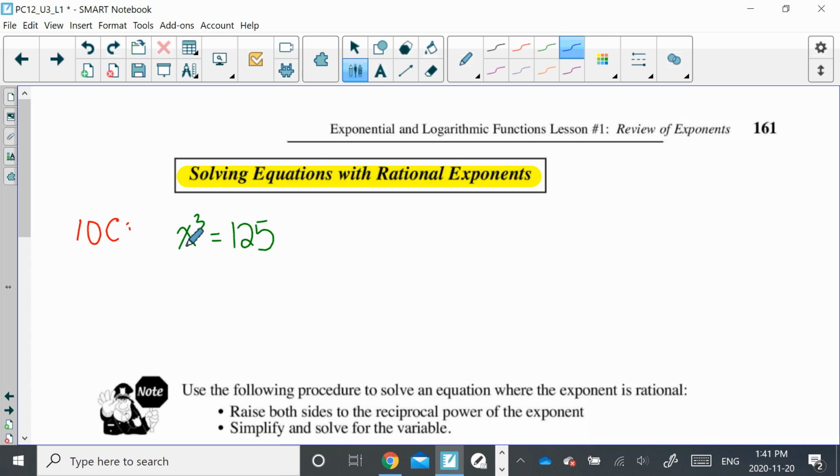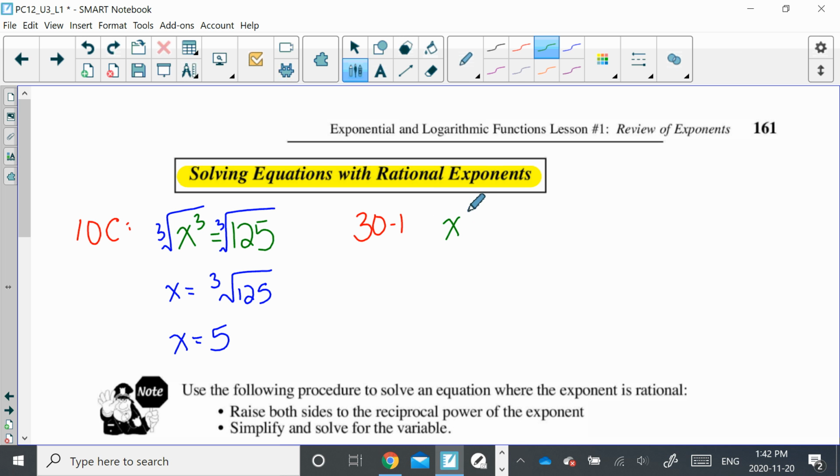You would have said, okay, I need to get rid of the power of 3. So the opposite of cubing something is cube rooting something. So you would have cube rooted both sides of this equation, and you would have gotten x is equal to the cube root of 125. And then you would have said, okay, the cube root of 125 is equal to 5. That's how you would have done this in 10C. In 30-1, what I'm going to show you is there's an alternate way that we could do this. And you might not like it at first, but I'll show you where it becomes very valuable. So I'm going to give you that exact same question. X to the power of 3 is equal to 125.